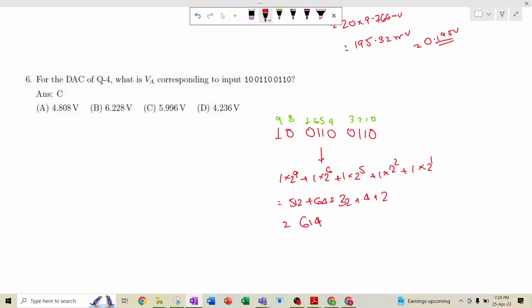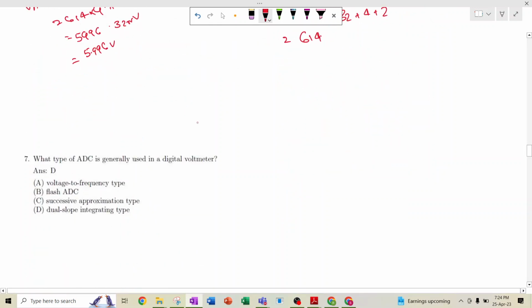So the corresponding VA will be 614 into the resolution. The resolution, as we found, is 9.766 millivolt. So this is 5996.32 millivolt, which is 5.996 volt. So the correct answer is option C, 5.996 volt. It was too easy to solve this question.